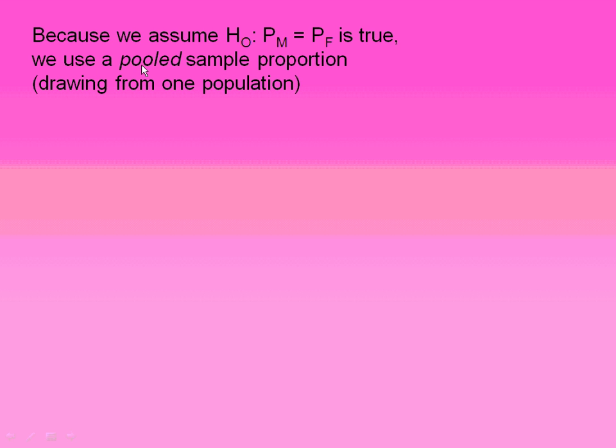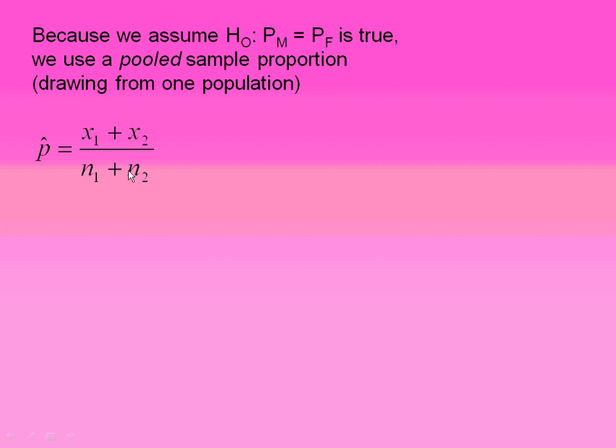But the weird thing here is, because the null assumes the proportions are equivalent, that there's no difference in their driving skills, then actually these two are all from the same pool of individuals, we're saying. Again, that's because we assume that there's no difference. So we have two proportions coming from one pool of individuals, and we have to use this pooled sample proportion. We're drawing from one population.